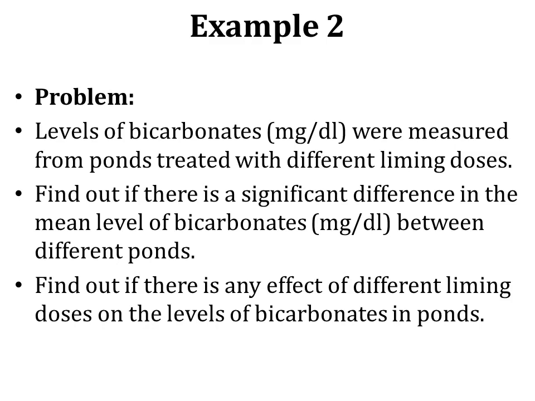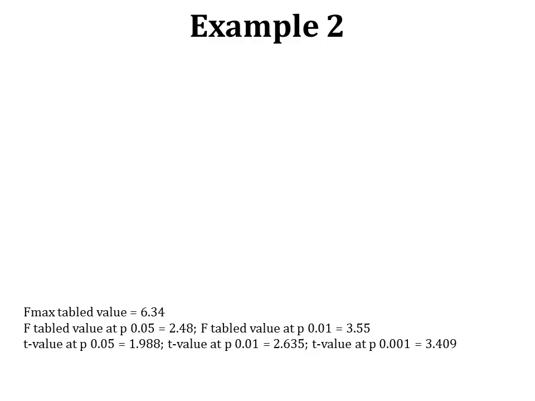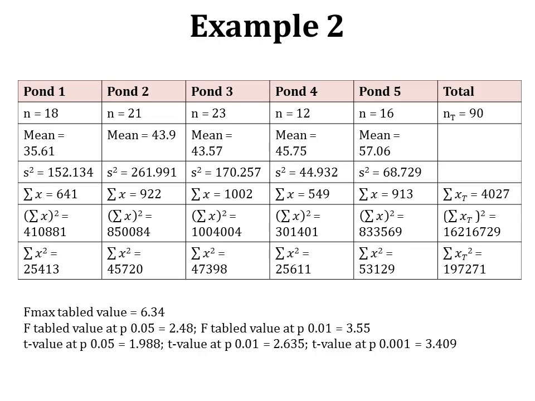Our example number 2 is also the same, that levels of bicarbonates in milligrams per deciliter were measured from ponds treated with different liming doses. Find out if there is a significant difference in the mean level of bicarbonates between different ponds. Or in other words, we can say that you have to find out if there is any effect of different liming doses on the levels of bicarbonates in ponds. And you have the descriptive statistics here.